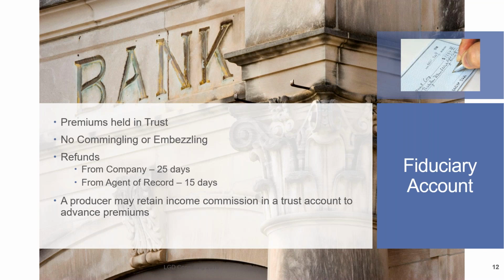Now, when a customer pays you premium, no commingling, no embezzling of funds. Now, commingling is you just take the money for personal use, because you have an immediate need, and then you pay it back later. All right? Don't do that. Embezzling is you take the client money for personal use and you don't pay it back later. Yeah, you put it in your pocket, do whatever, put a down payment on a new home.